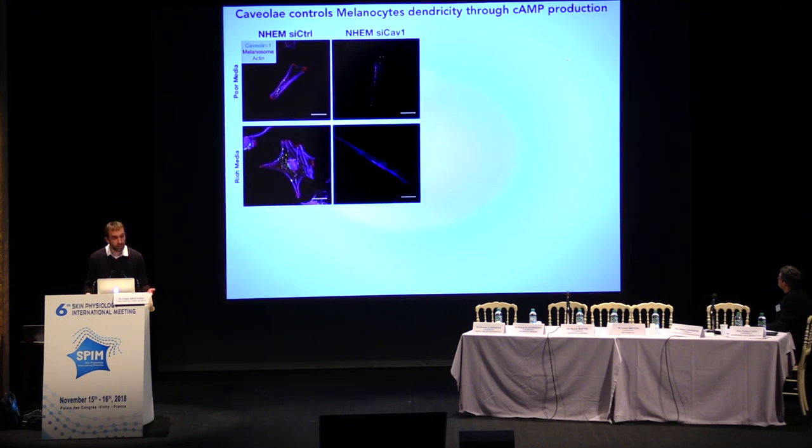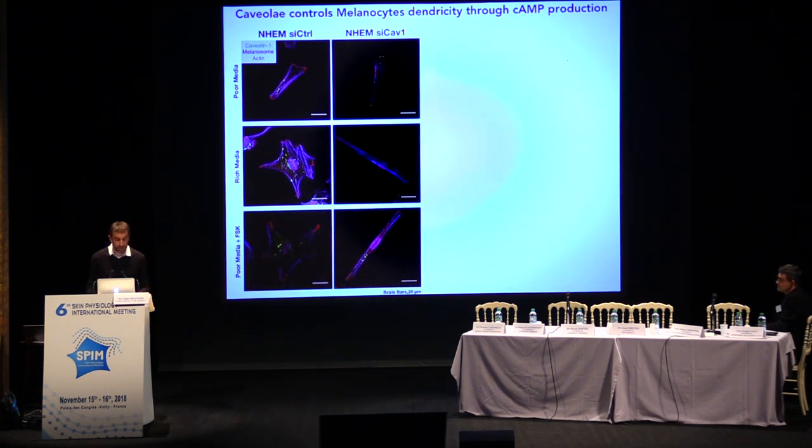When we grow them in rich medium, meaning that we add some factors, like for instance endothelin 1, I would say the control melanocytes start to make some projections to adopt a star shape, while the caveolin 1 depleted melanocyte is much more elongated and stretched. This is exactly the same when melanocytes are grown in poor medium but supplemented with forskolin. So here it shows that indeed caveolin can have a role in cell shape and plasticity, and that this is likely under the control of cyclic AMP production, because forskolin is not inducing any change here.